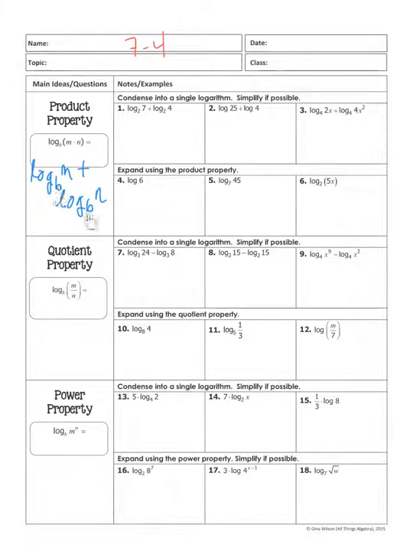If I have two logs that I'm adding, I can take their arguments, the m and the n, and multiply them together and make one log. If I have one log where we're multiplying, I can split that into two different logs by using addition. So here the word is condense. Condense means to make smaller. So we're going to condense into a single logarithm and simplify if possible.